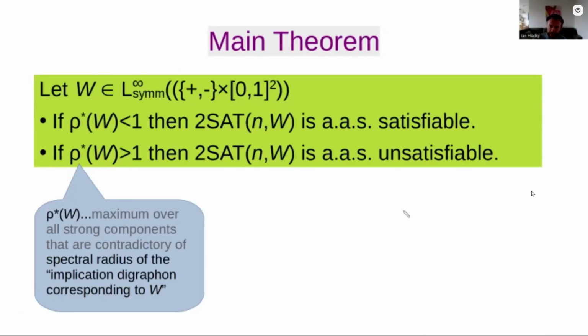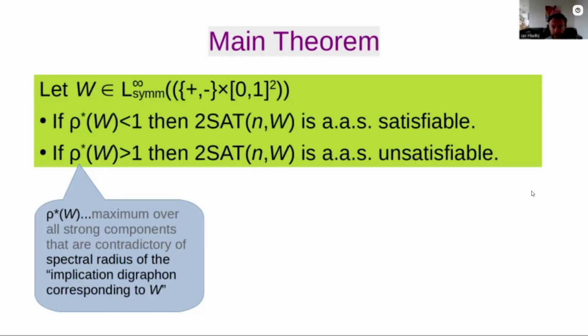Okay, so again, that was the setting. This is the model we introduced, and the point of it is that it's good for modeling these inhomogeneities. And the main theorem is, well, take any kernel you want, do something with it, I will explain what that something is, and compute the spectral radius of that something. I call it rho star: the maximum over all strong components that are contradictory of the spectral radius of the implication digraphon corresponding to W. We will get to it, but you have this spectral radius parameter, and if that number is smaller than 1, then your inhomogeneous random 2-SAT is asymptotically almost surely satisfiable, and if the spectral radius is bigger than 1, then it's unsatisfiable.